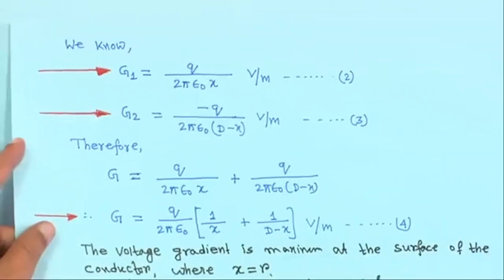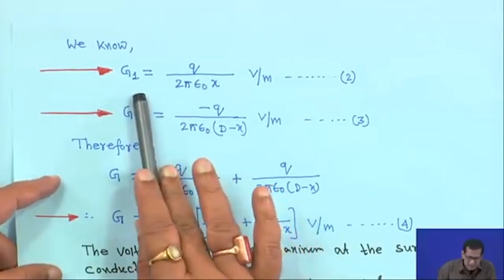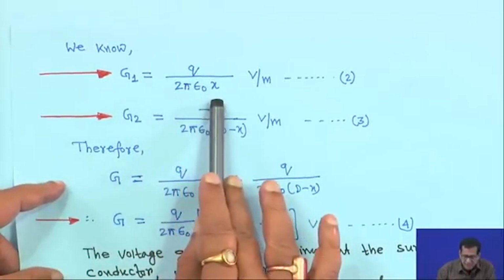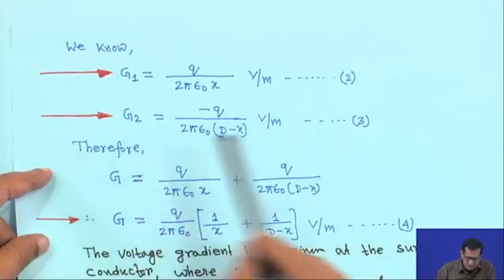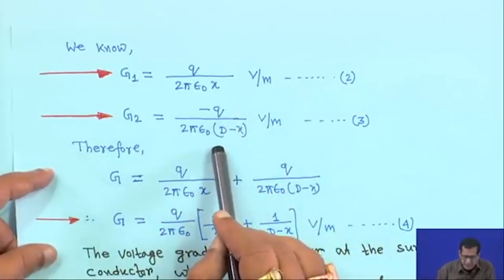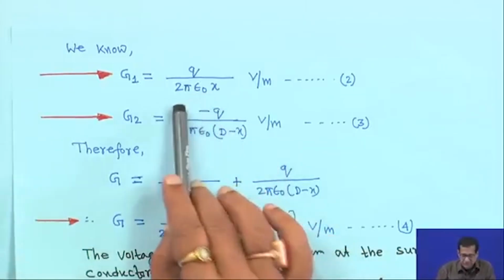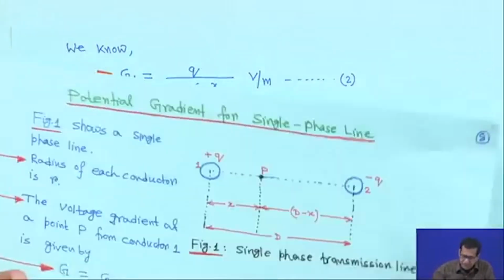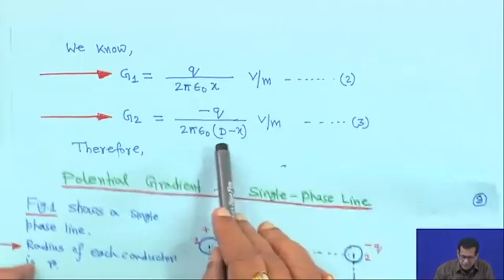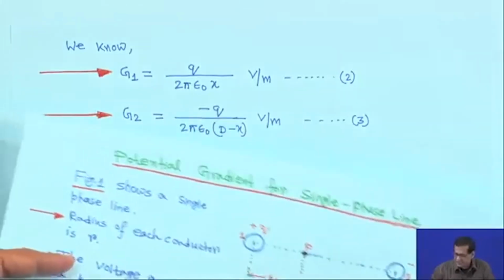Therefore, we know that G1 is equal to Q upon 2 pi epsilon 0 x volt per meter, and G2 is equal to minus Q upon 2 pi epsilon 0 into d minus x volt per meter. We know G1 is Q divided by 2 pi epsilon 0 x, and for G2 it is minus Q divided by 2 pi epsilon 0 d minus x. These are the potential gradients.